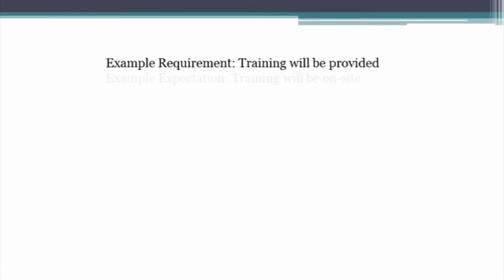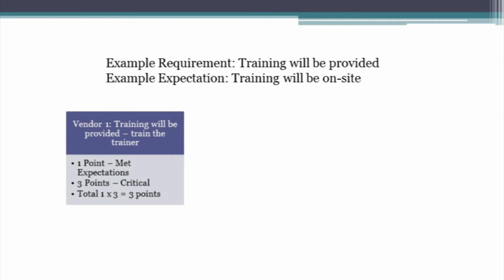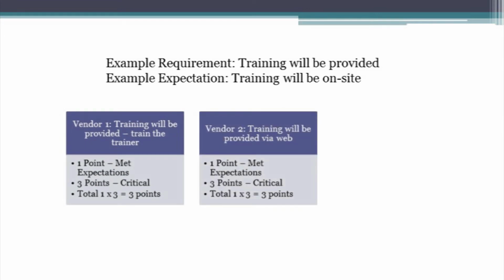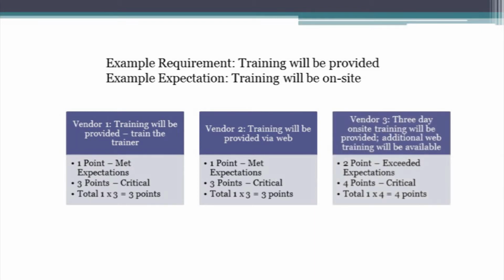The following is just a very simple example. Let's say the example for a requirement is training will be provided. The organization says the expectation is that training will be on site. 3 different vendors gave 3 different answers. Vendor 1 says training will be train the trainer. Vendor 2 says there'll be training, but it's provided via web. Vendor 3 says there'll be on-site training, but additional web training can also be available.